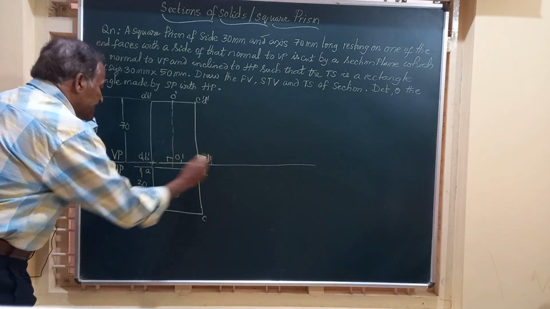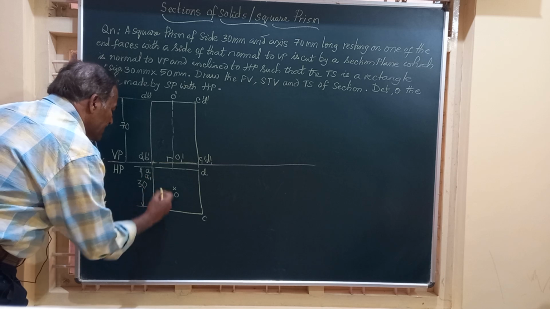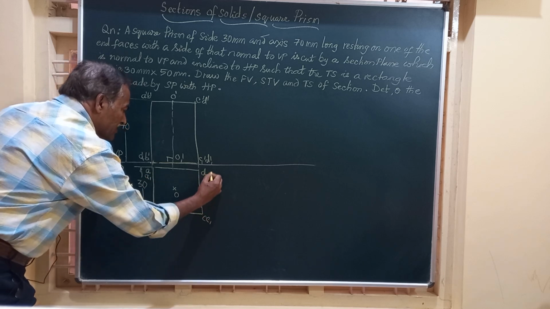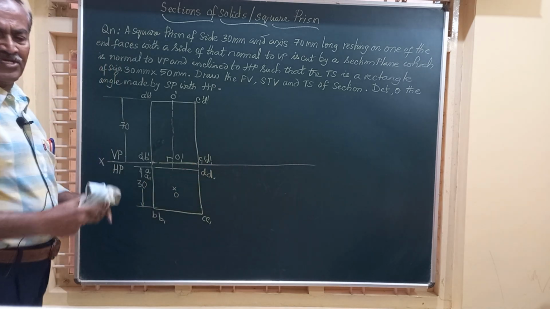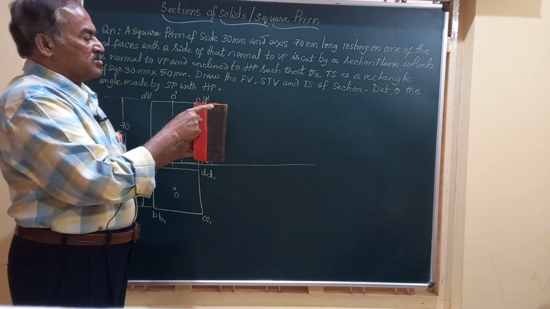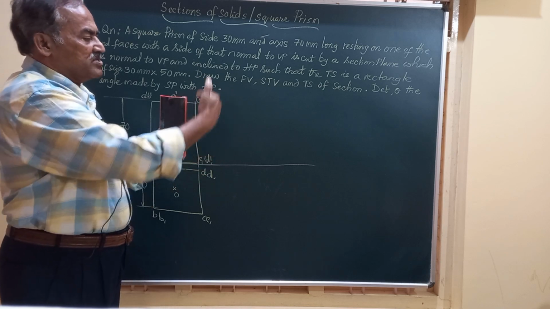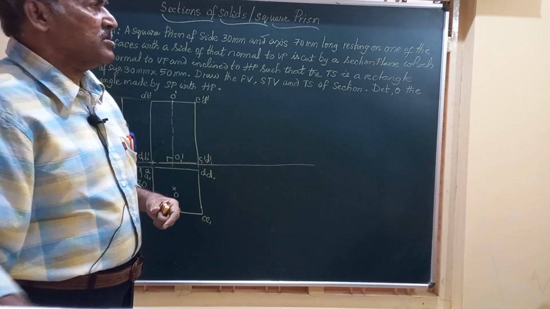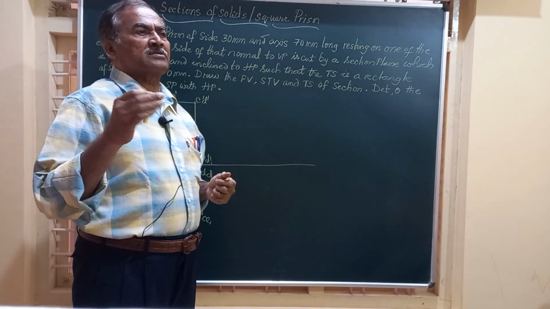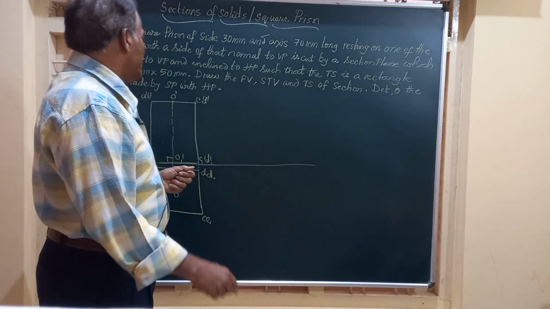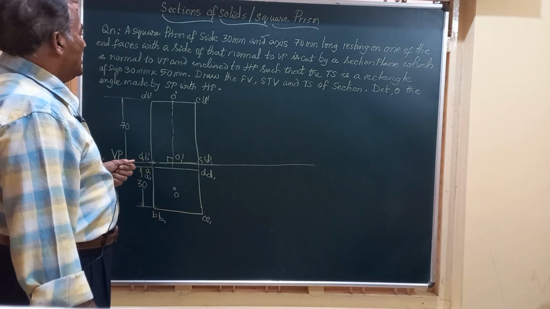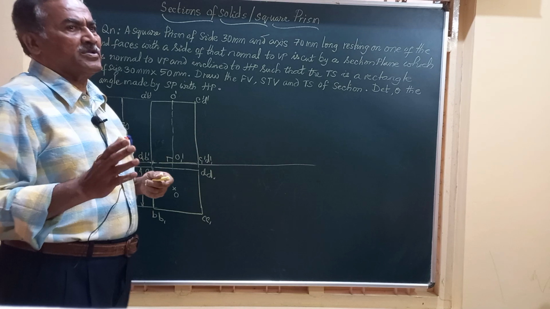While marking this, you have to mark AA1, BB1, CC1, DD1. These are all the longer edges of the solid. So there are four longer edges which are seen as points in the top view. Friends, we have the front view, you have the top view, and let's see how the section plane cuts the solid.